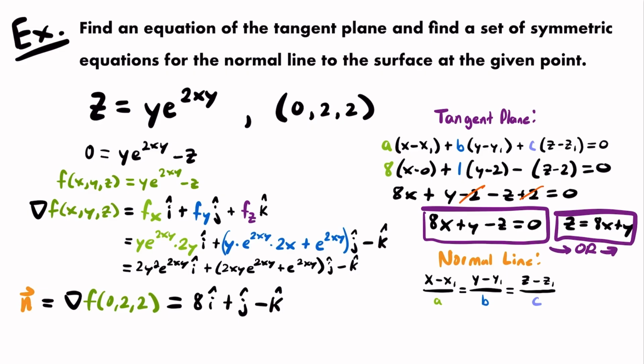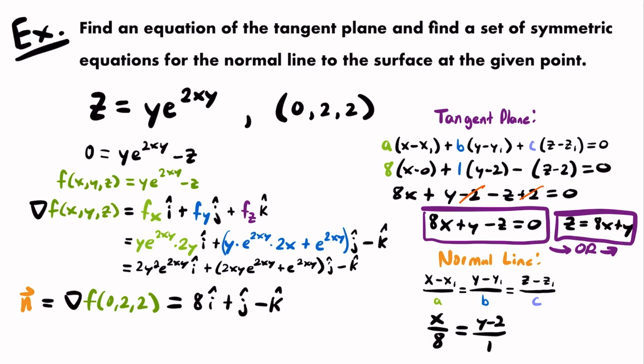Okay, but then for the normal line, you'll have x minus x1, which is 0, or really just x. So I'm just going to write x divided by 8, which is A, and that will be equal to (y minus 2) divided by B, which is 1.